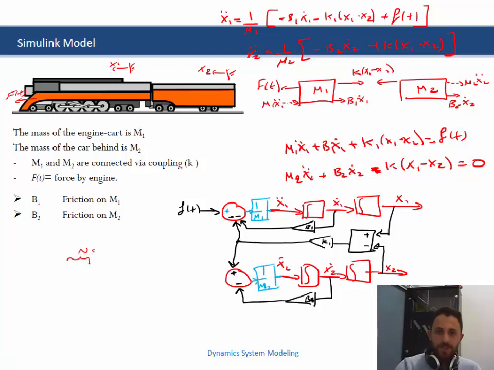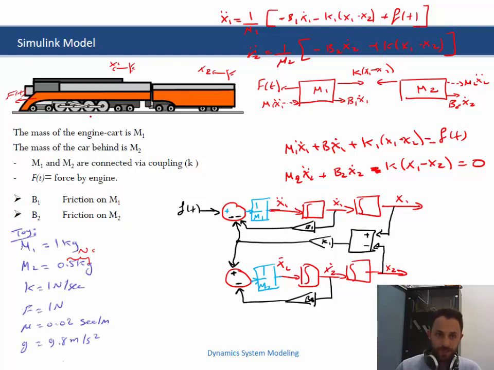This train is a toy train, and we are given that m1, the mass of the engine, is 1 kilogram, the mass of the trailer is 0.5 kilogram, the stiffness between the two masses is 1 Newton per meter. Sorry, this is not 1 Newton per second, this must be meter. And the force is 1 Newton. Mu is 0.02 second per meter, and gravity is 9.8 meter per second squared.